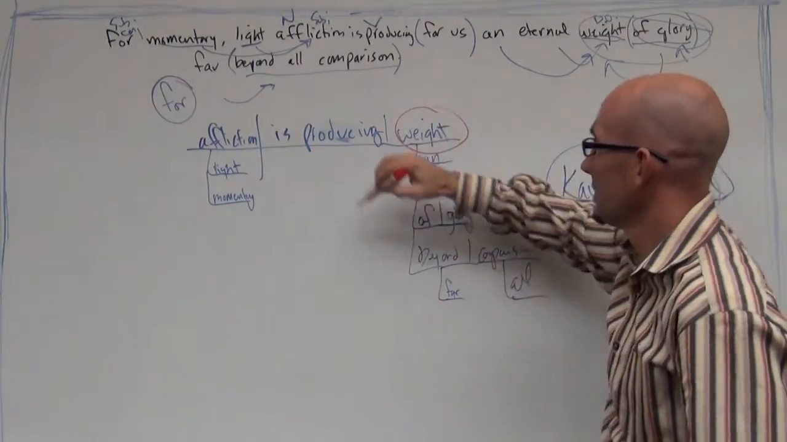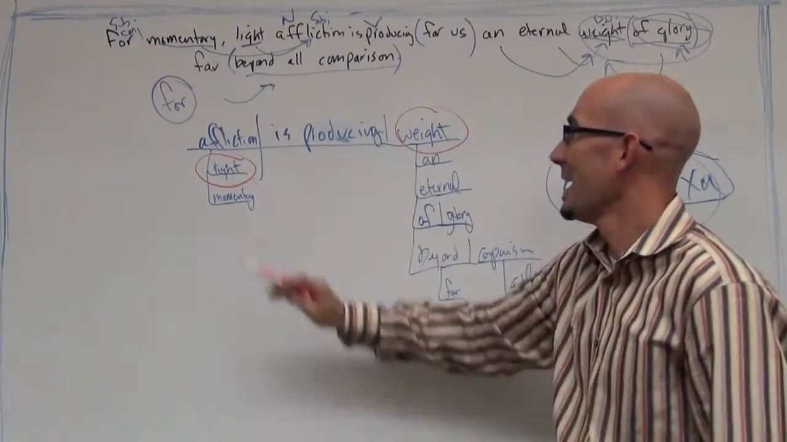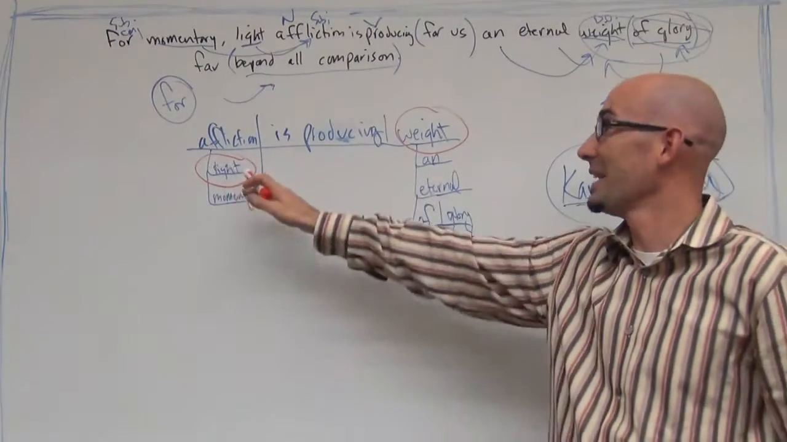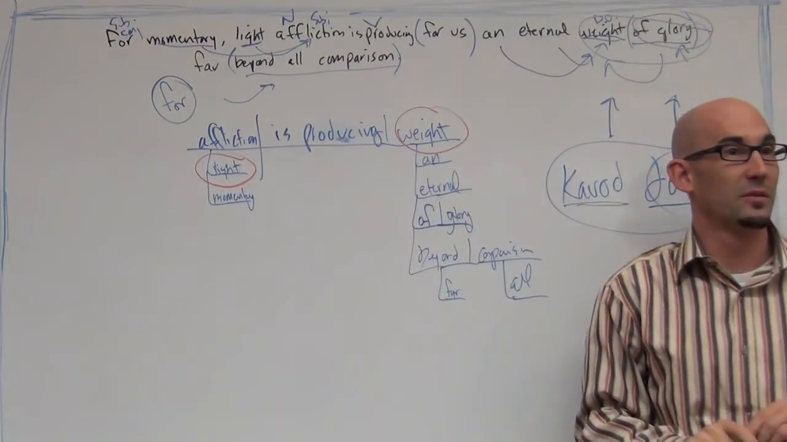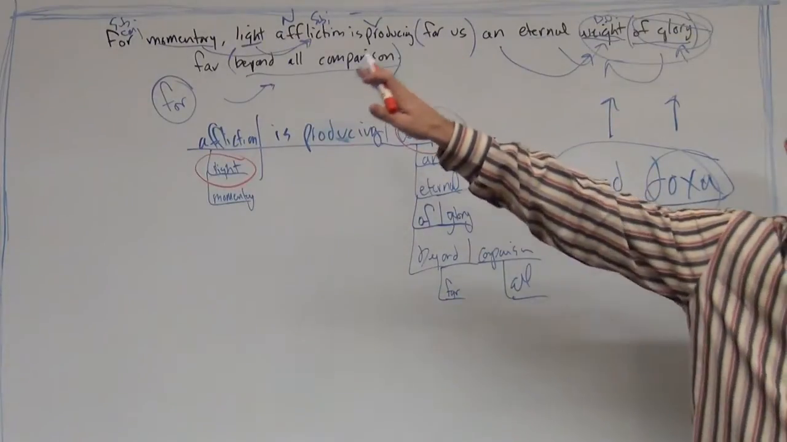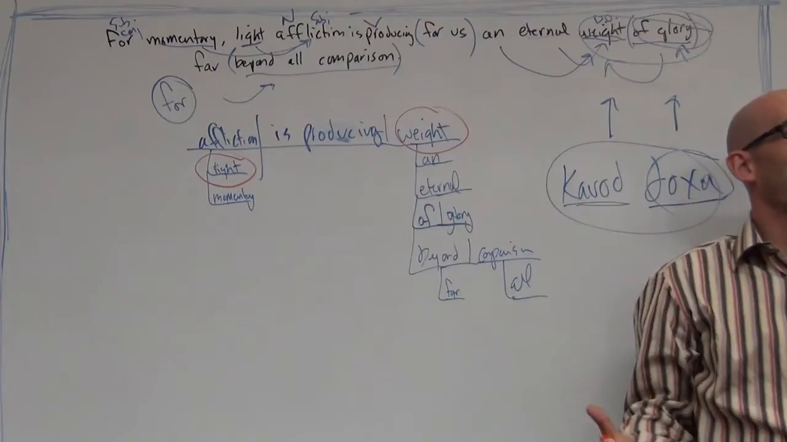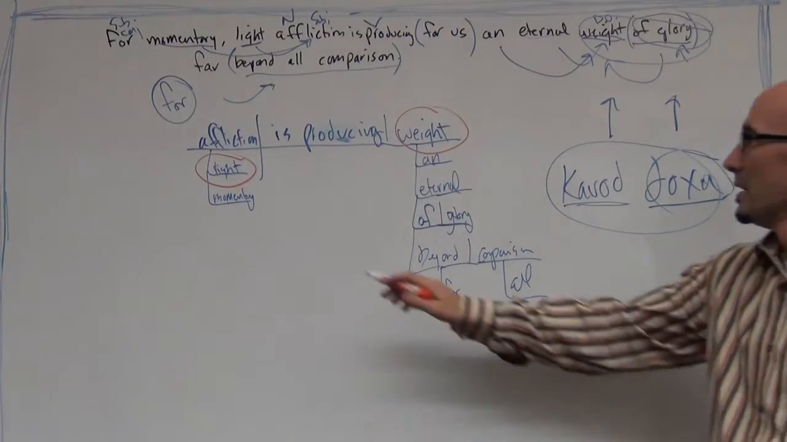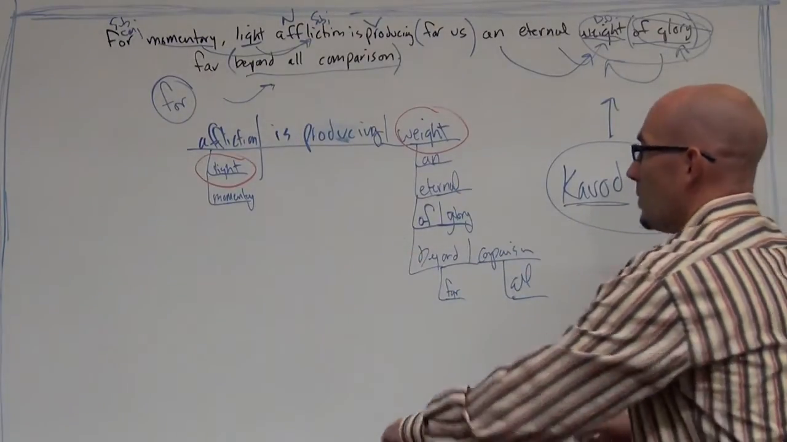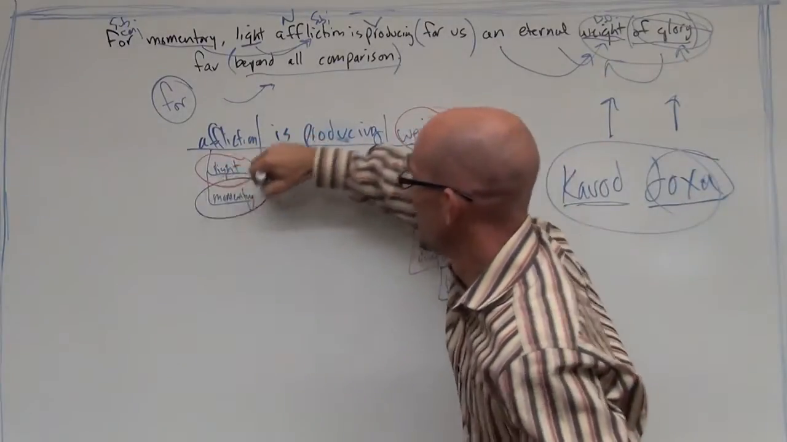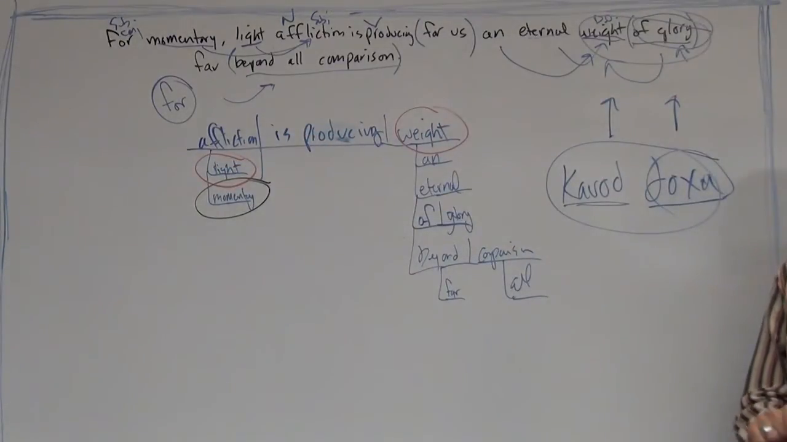Weight, light. And not light as in brilliance, but light as in featherweight. Right? He says light and momentary affliction. He's not talking about bright affliction. He's talking about not heavy. Right? Momentary. Eternal.